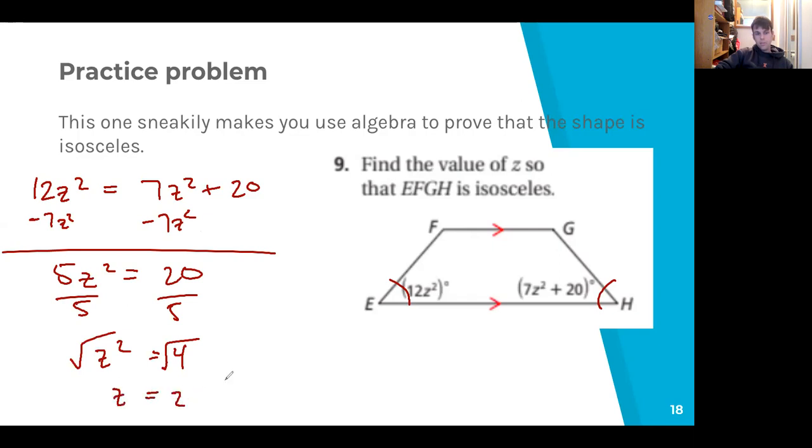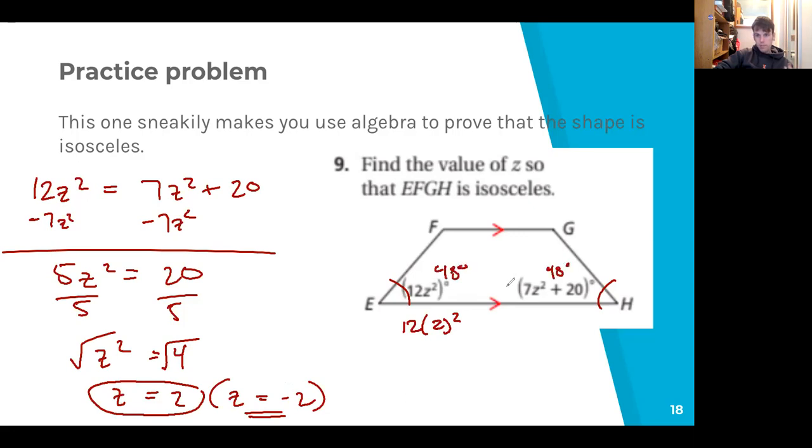So z equals 2. Technically, there's another solution to this, that it equals -2. But that's going to give us the same thing regardless. So it won't change the value of our angles, even though technically this is a solution to that equation. Anytime you take the square root to solve an equation, you get two answers, a principal root, which is positive, and the negative root. So anyway, z is 2, which is 12 times 2 squared, or 12 times 4. So this angle is 48. And obviously this one would be the same, 48 degrees, 48 degrees.